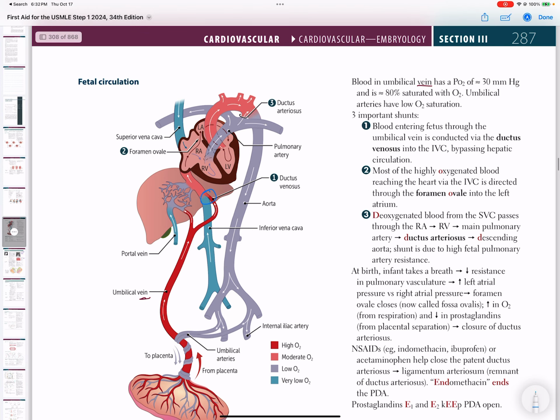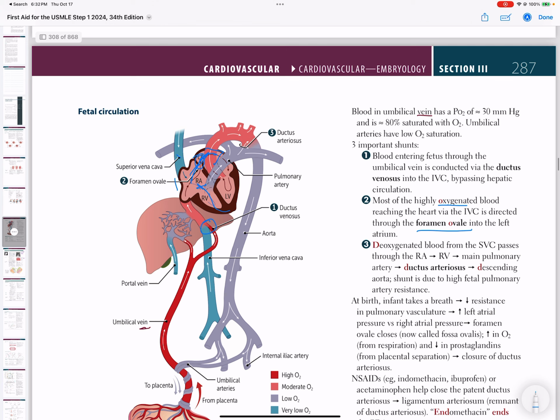Next, the second shunt is the foramen ovale, which connects the right atrium to the left atrium. After the blood reaches the heart through the IVC, from the right atrium, instead of going to the right ventricle and all of that, it goes directly to the left atrium. We have another shunt, that is highly oxygenated blood going through the foramen ovale.